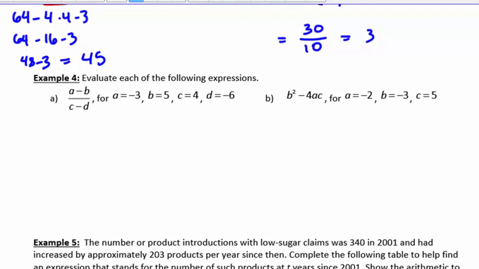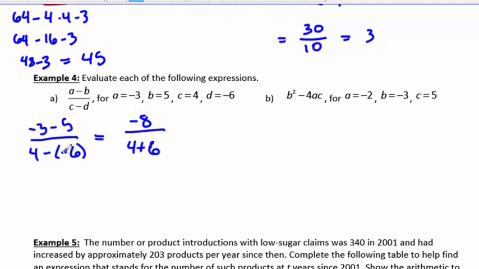In example 4, we're going to plug in the values for A, B, C, and D, then evaluate the expression. So the value for A is -3, minus the value for B is 5, over the value for C is 4, minus the value for D is -6. When you plug in a negative number, you need to plug it in inside parentheses. So the top gives us -3 minus 5 is -8, and the bottom gives us 4 plus 6 is 10. Two negatives, turn that into an addition. So I have -8 over 10, which will reduce to the fraction -4/5.